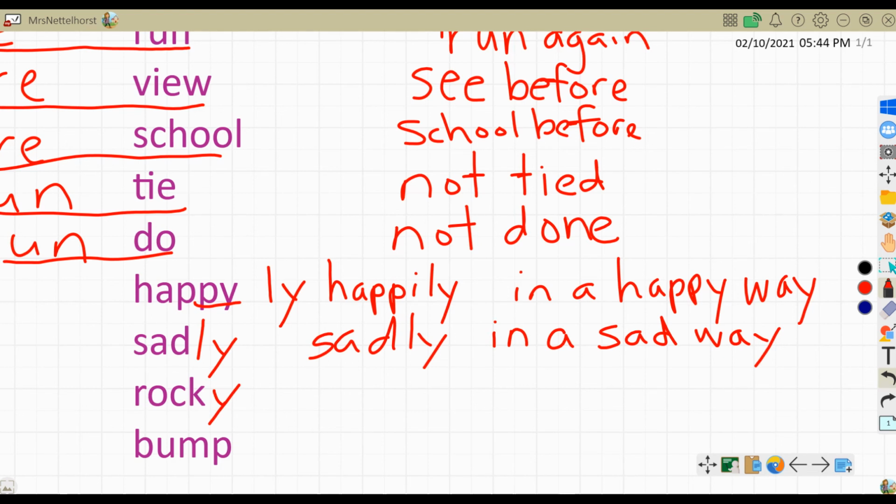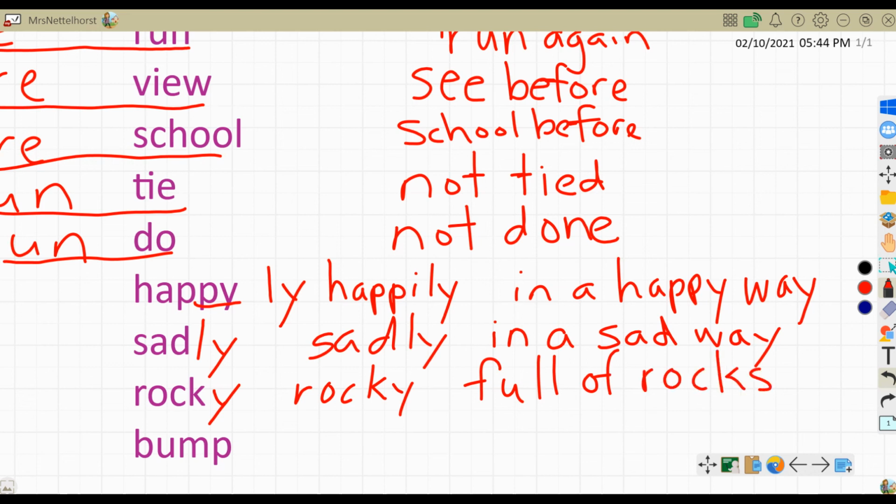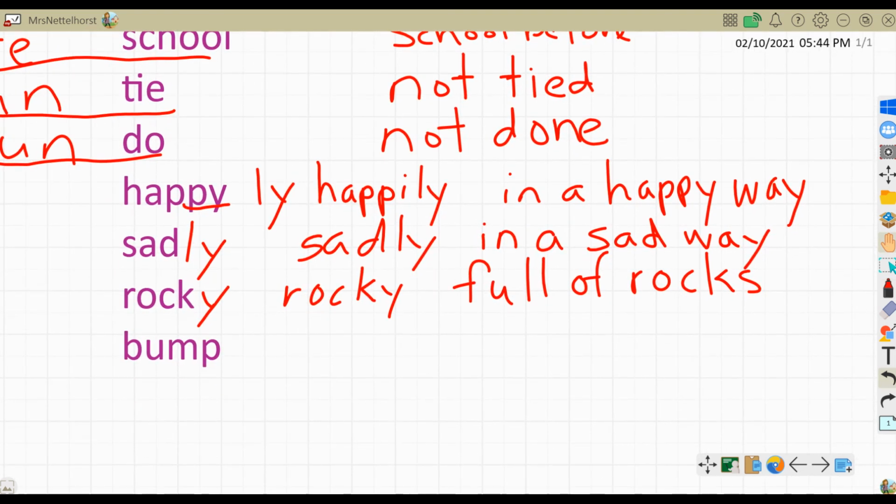The suffix y means full of. So a rocky planet like Earth or Mars is full of rocks. Rocky, full of rocks. Okay, and finally, bumpy means full of bumps. I don't need to write the word there. You can see it. Okay, full of bumps. So if the road is bumpy, it is full of bumps.